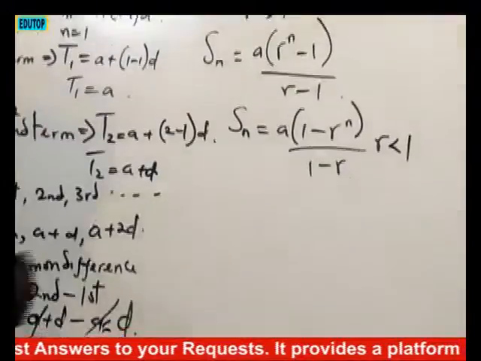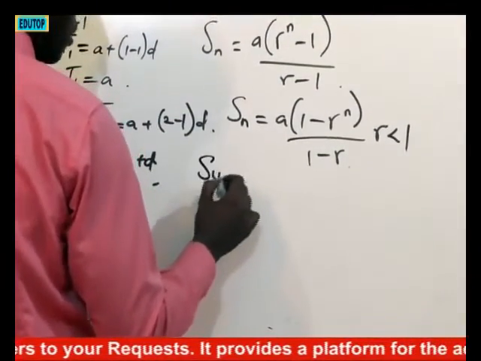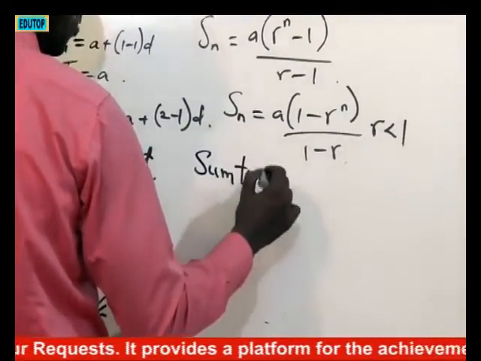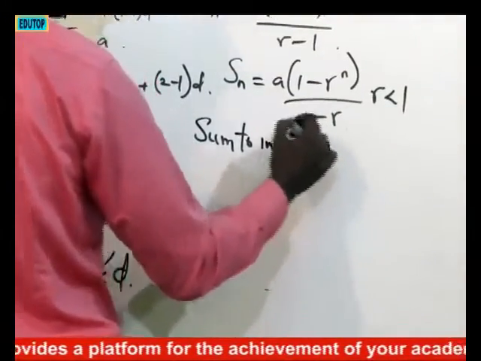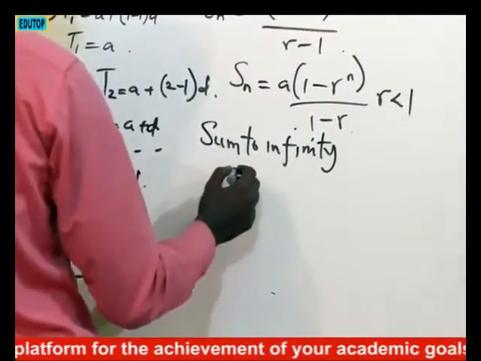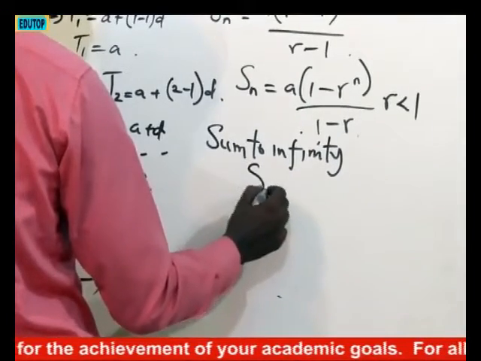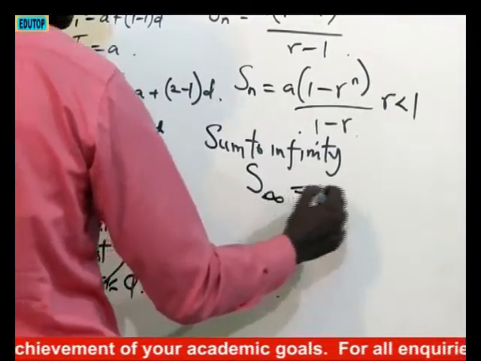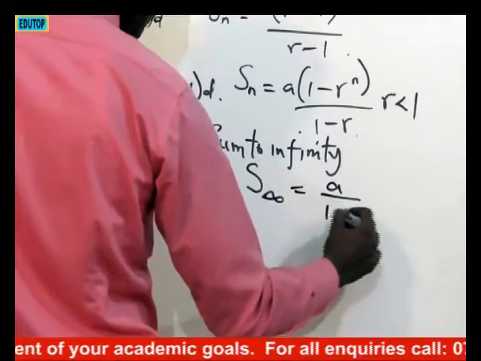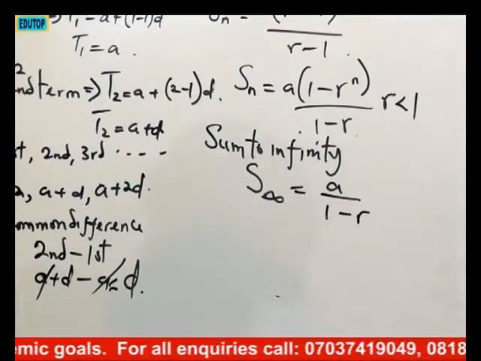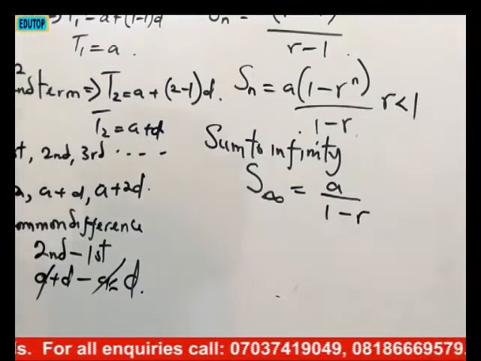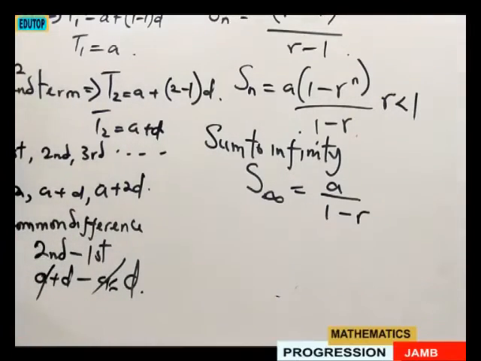Take note of that. Then the last one is sum to infinity. It's a special case here. The sum to infinity is usually denoted by S infinity, and it is A over 1 minus R. That's the formula. So I believe in our previous lessons, we ought to have learned all these concepts.